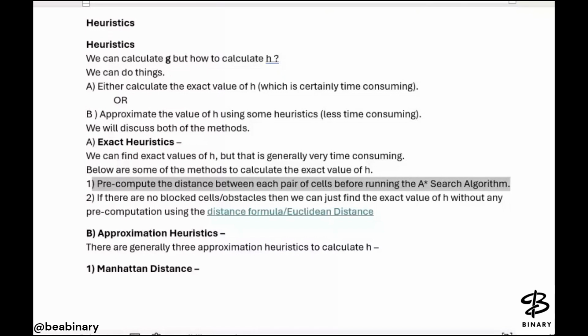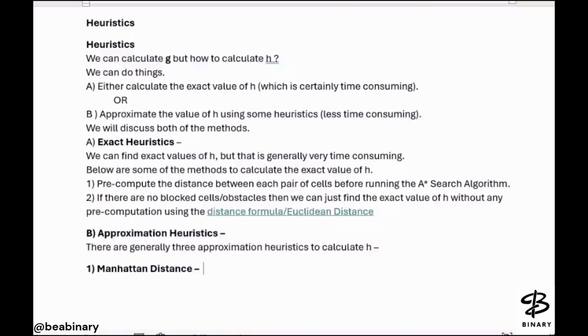If there are no blocked cells or obstacles, we can find the exact value of H without any pre-computation, using the distance formula or the Euclidean distance. But if the blocks or obstacles are there, it will be very time consuming to calculate the exact H. So what approaches do we use for finding the approximate H? We discussed the Manhattan distance in the 8 puzzle problem also.